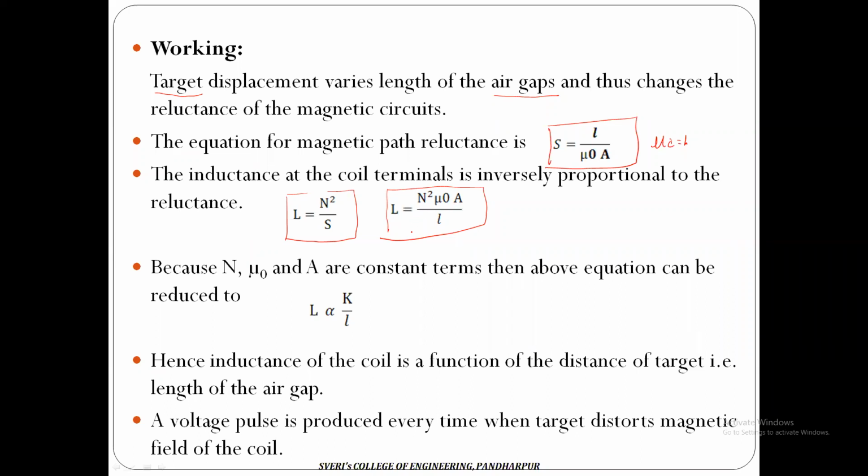Now if you observe this formula very carefully, the number of turns is a constant term. Mu 0 has its constant value, which is nothing but 4 pi into 10 raised to minus 7 Henry per meter, and the area of cross section of the magnetic circuit is also constant. So here, if I say that N, mu 0, A are the constant terms, then we can say that the self-inductance of the coil is directly proportional to the length. And as the length of that air gap changes, definitely the self-inductance is also changed.